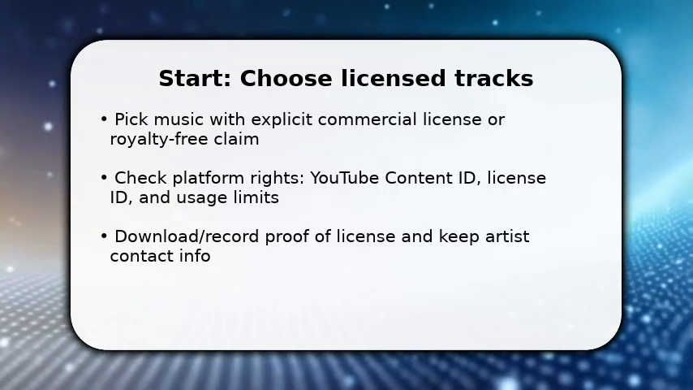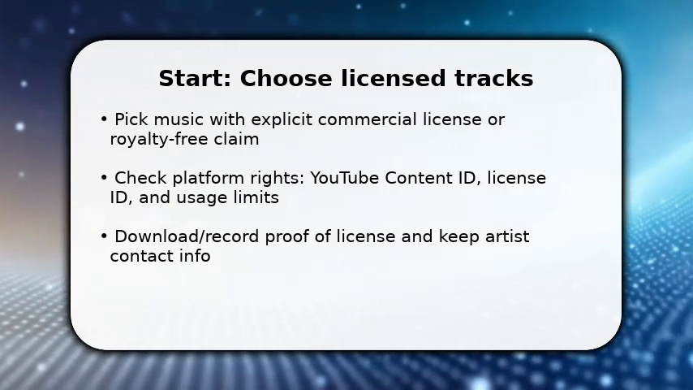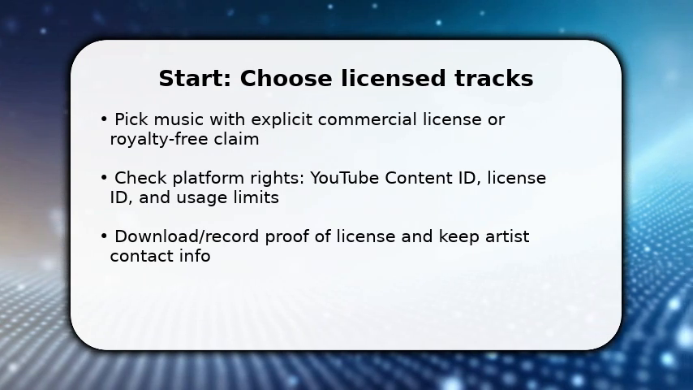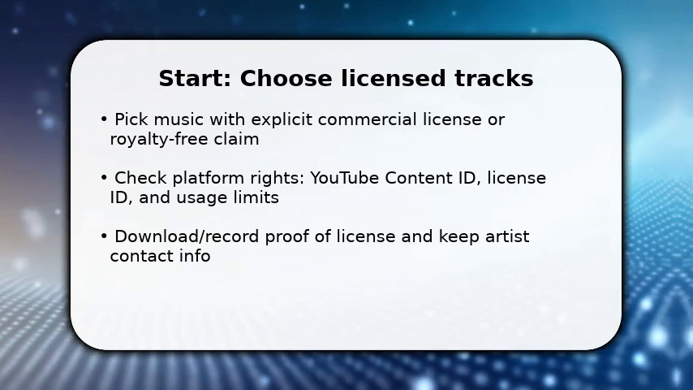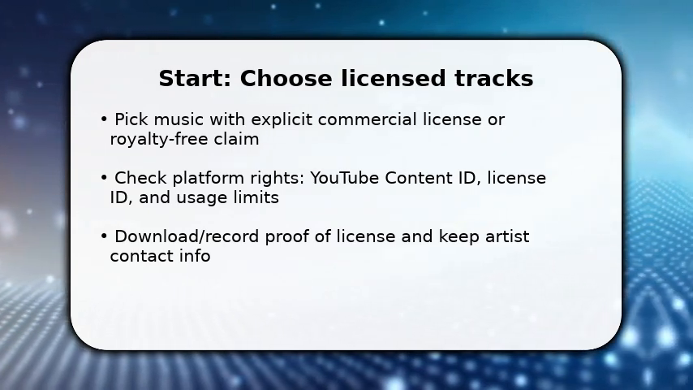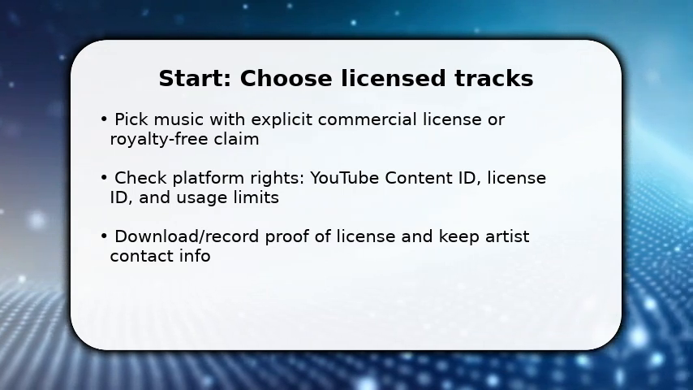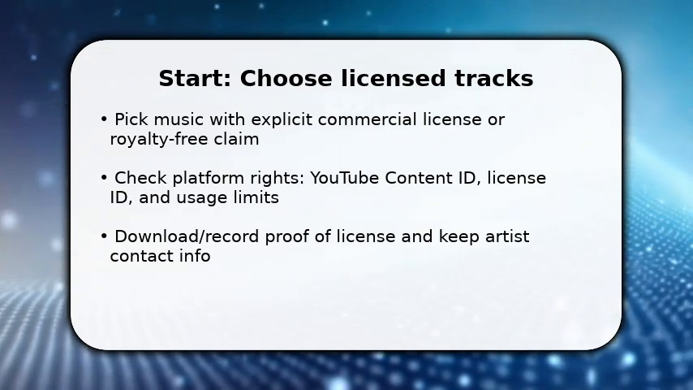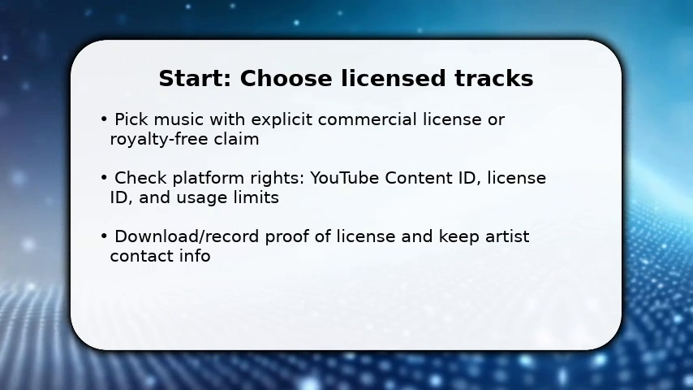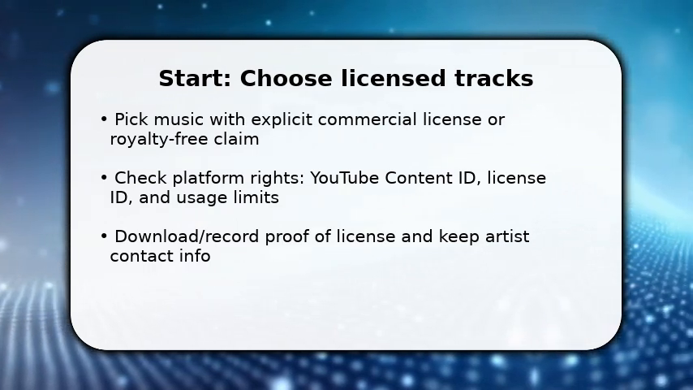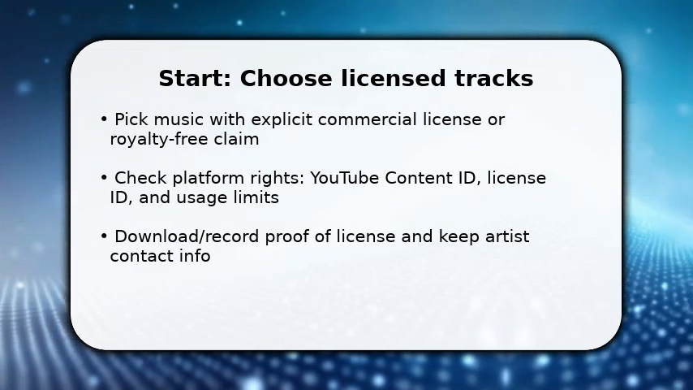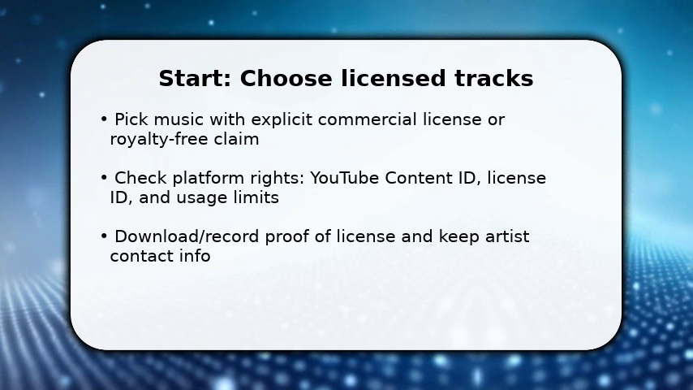You start by selecting tracks that explicitly allow use in monetized videos. This avoids Content ID matches. Once chosen, read the license terms: commercial use, duration limits, and attribution requirements, and download the license or take a screenshot as proof. Make sure to prefer Creative Commons with commercial permission or paid libraries that include indemnity.